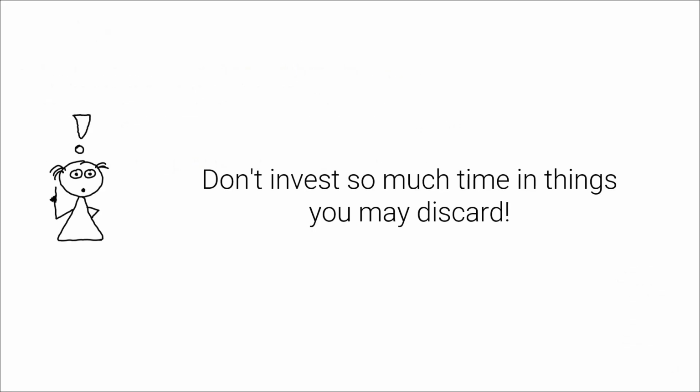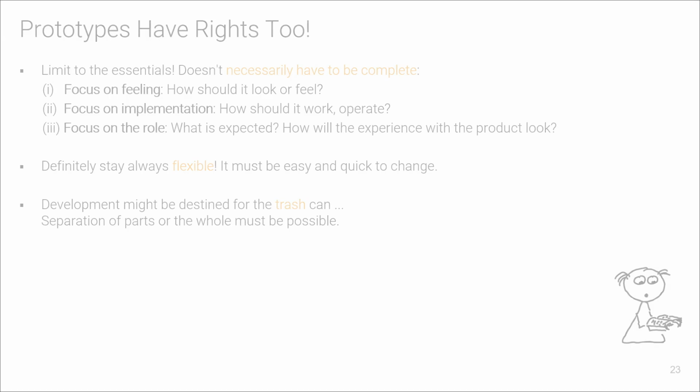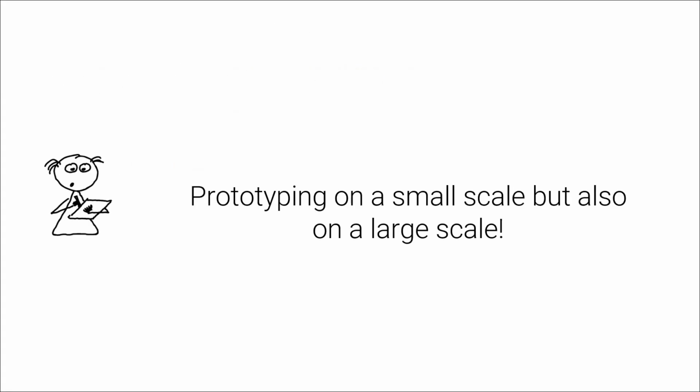This brings us to an important rule in the context of prototypes. Don't invest so much time in things you may discard. It's clear that if we want to be flexible, we must be able to separate from a part or even the whole. Hence the addition of this important third point here. Let's move on to another important point. Prototyping can take place on a small scale as well as on a large scale.